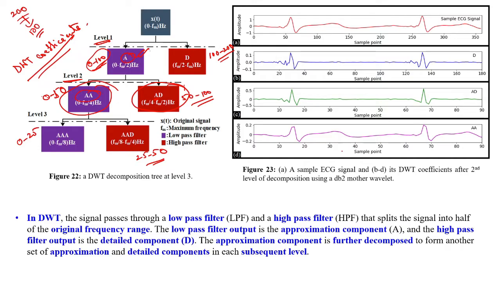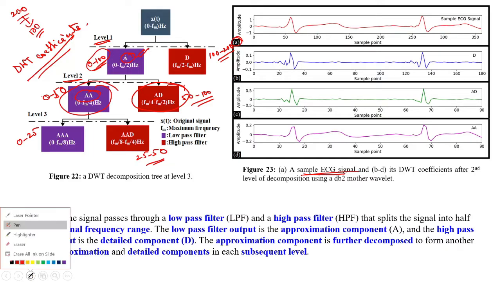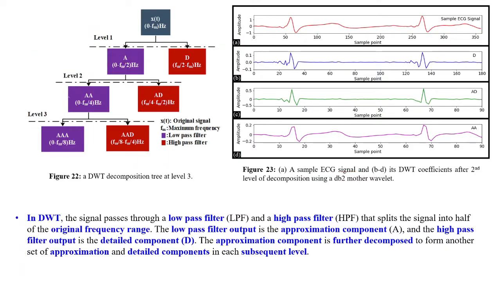Now over here on the right hand side, you will see that the first one, the A component, is the sample ECG signal, and B to D is its DWT coefficients after the second level of decomposition. If you look into the second level of decomposition over here, we'll be having these coefficients. Are you getting my point?